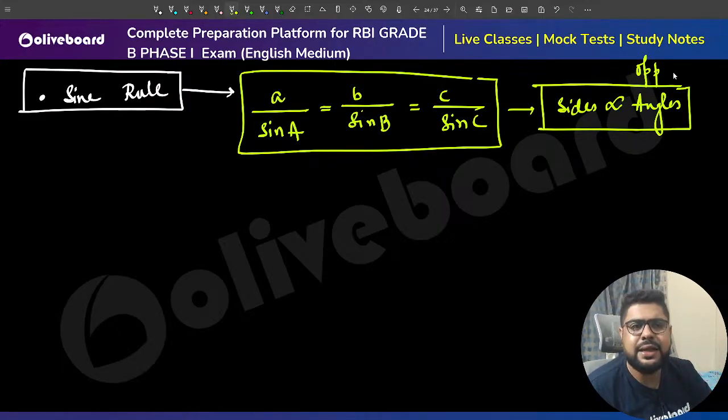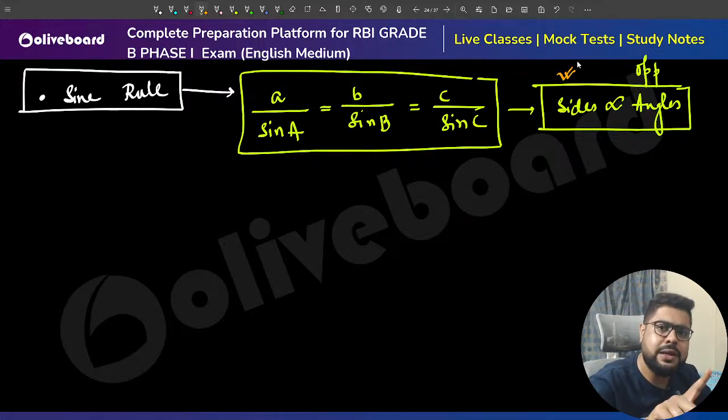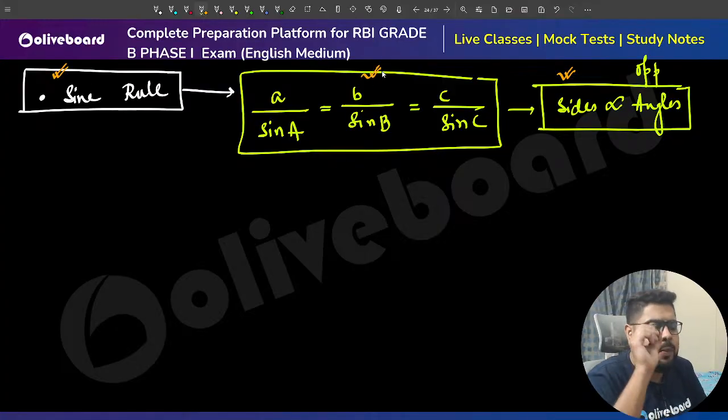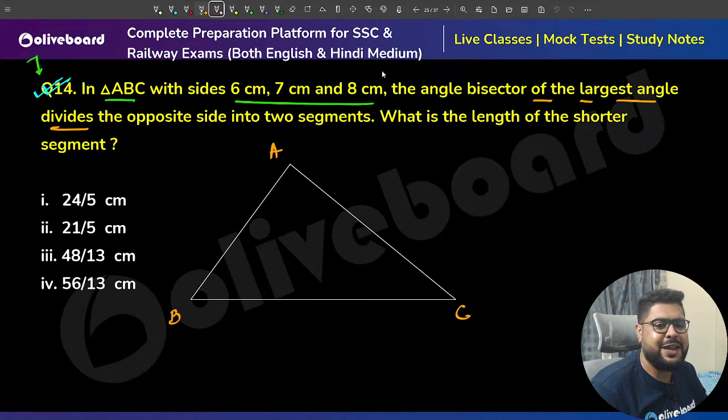This is something that you need to know. And if the two sides are equal, then angles are also equal. If the angles are equal, then sides are also equal. So this is every conclusion we can draw if you properly know the sine rule.